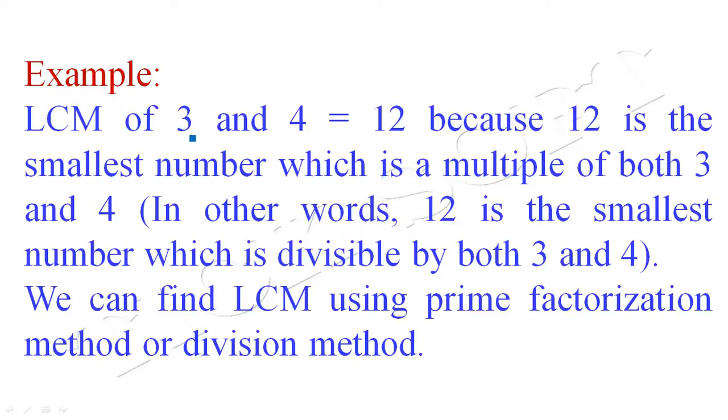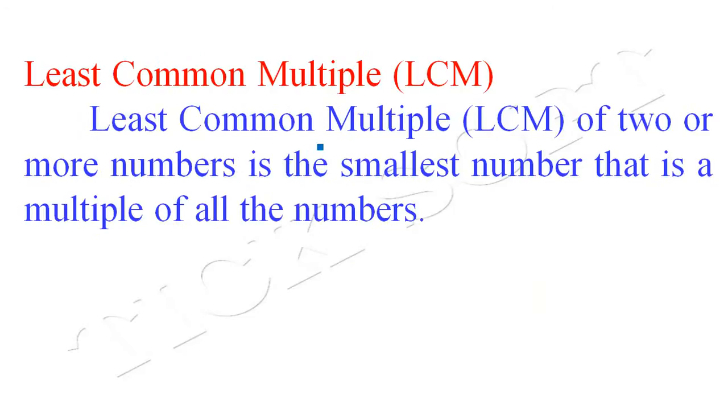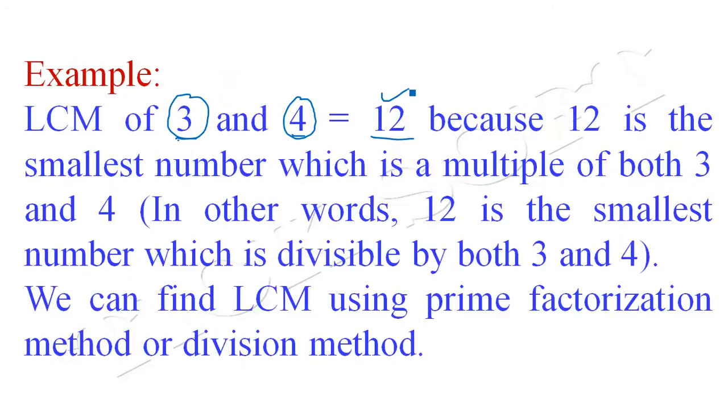For example, let us find the LCM of 3 and 4. Here the LCM of 3 and 4 is nothing but 12, because 12 is the smallest number which is a multiple of both 3 and 4. That is, by using the definition, what do we know? We know that the LCM of two or more numbers is the smallest number and also it should be a multiple of the given numbers, isn't it? So this 12 is the smallest number and at the same time a multiple of both 3 and 4. In other words, 12 is the smallest number which is divisible by both 3 and 4.